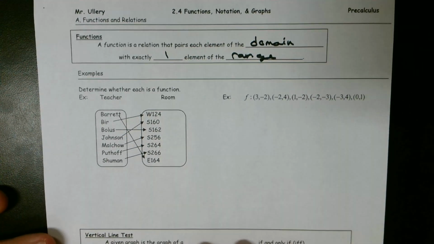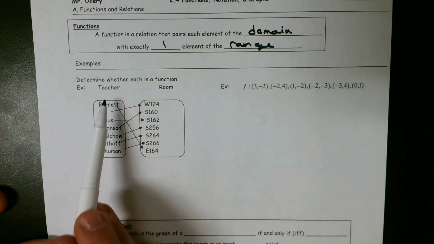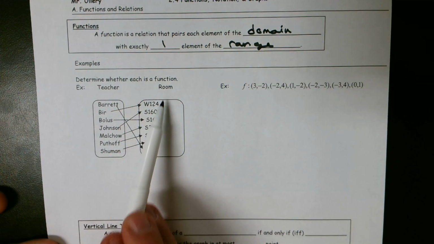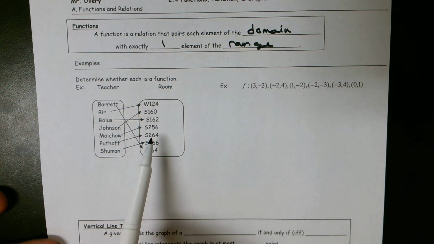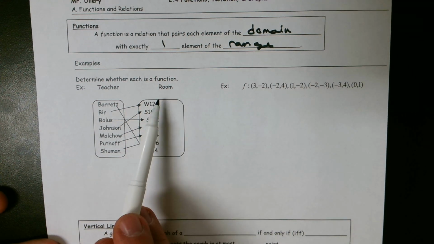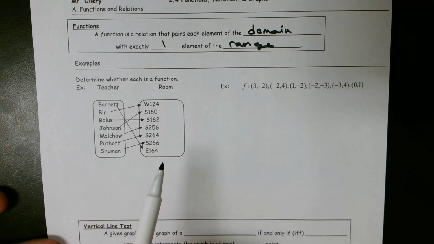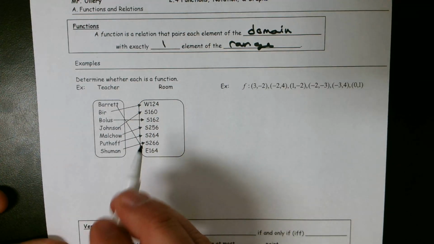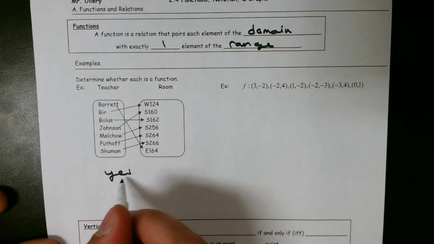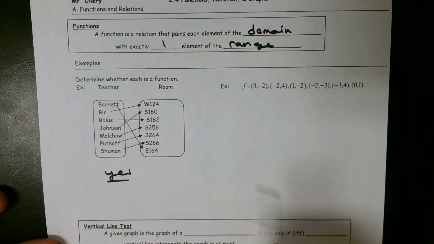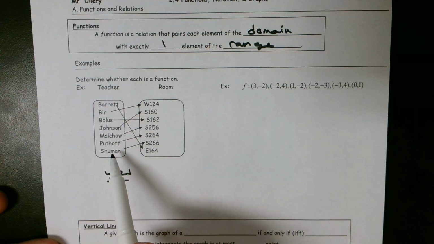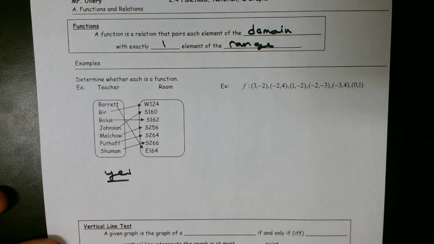So if you look right here at this first example, we call the teachers the domain and their room numbers the range. Is there any teacher that's being asked to teach in two different rooms? Doesn't really make much sense. No, there is not. So this is, in fact, yes, a function. Okay, because each one teacher is mapped to exactly only one classroom.